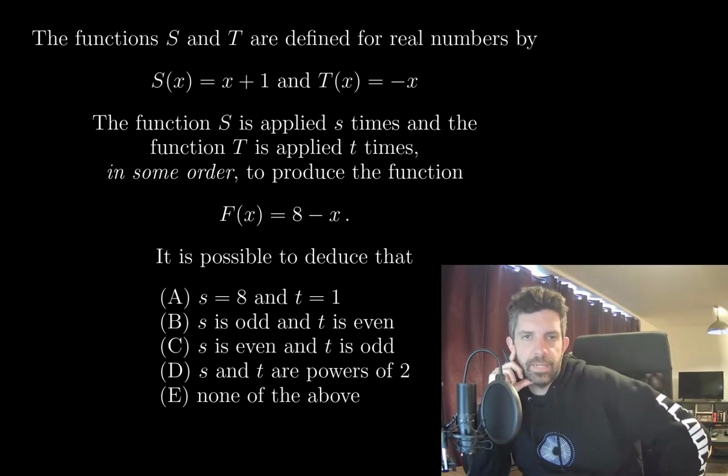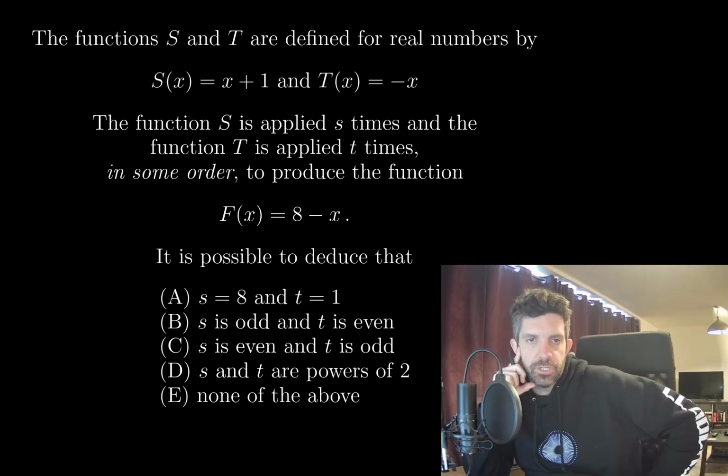The functions s and t are defined for real numbers by s of x equals x plus 1 and t of x equals negative x. The function s applied s times and the function t applied t times, in some order, produce the function f of x equals 8 minus x.